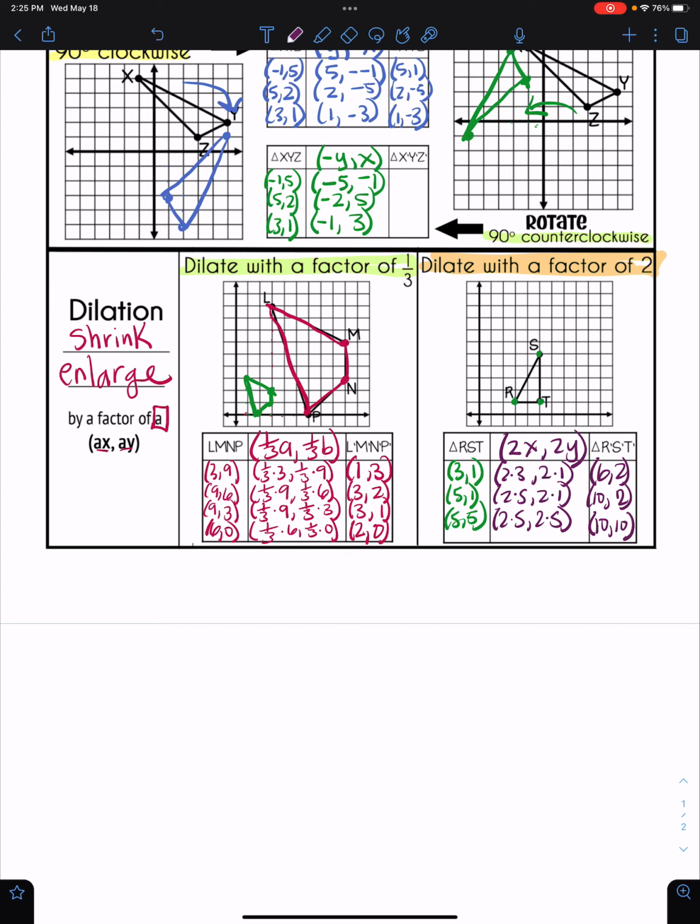6 and 2 would be here. 10 and 2 here. And 10 and 10 would be here. And when I connect these, I should get a triangle that's twice as big as the original because my scale factor was 2.